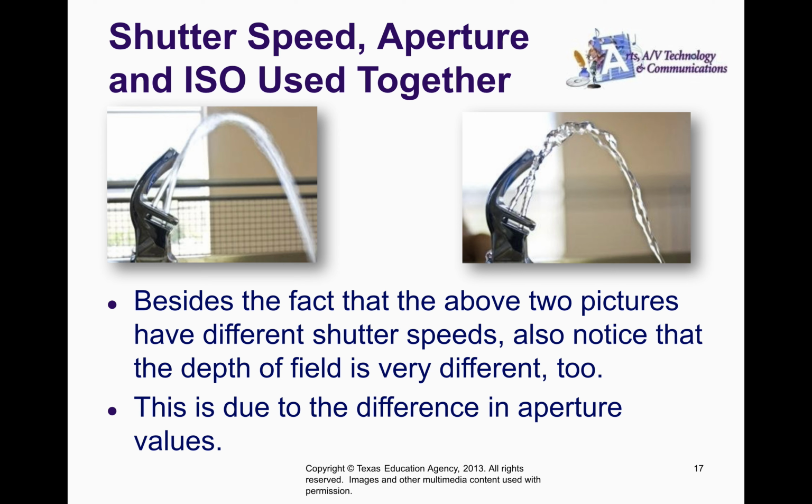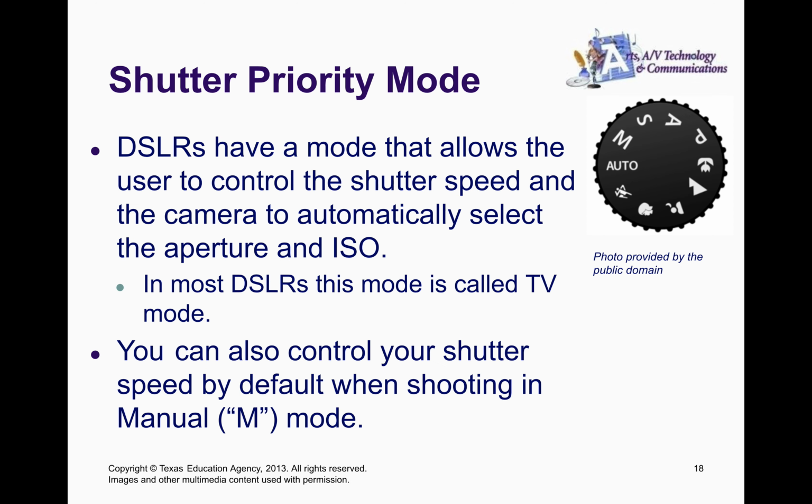So here we go. Besides the fact that the above two pictures have different shutter speeds, also notice the depth of field is different, okay? This is like the pictures that we've recently taken or investigated online. This is due to the difference in aperture values, which we know, right? We had to change the aperture on the ones that we've recently taken, and we got the background in blur. But in order to get this frozen, you had to change the shutter speed, which also means you had to change the aperture, and that made the background blurry.